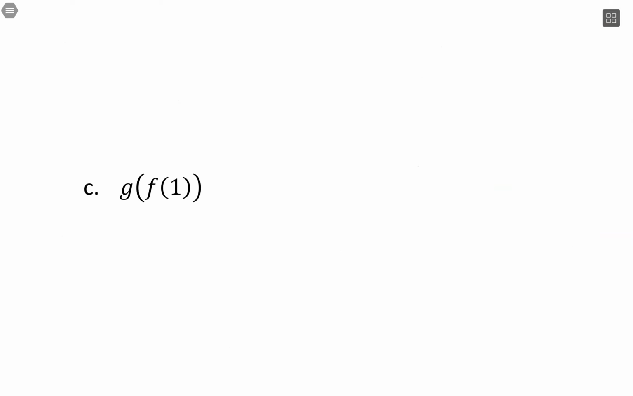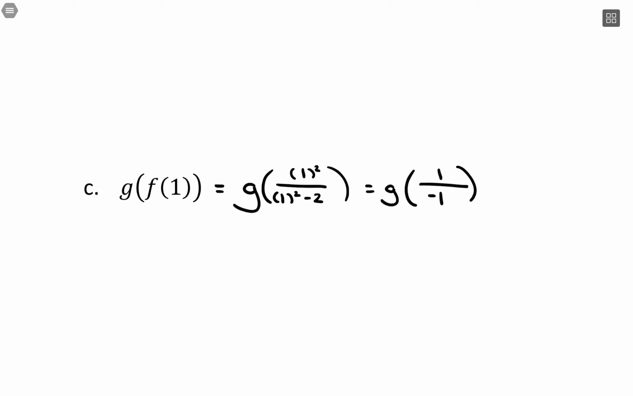Alright, what if we switch it around? g of f of 1. So what this will do is we'll have g on the outside, and then f of 1. f tells us to square over square minus 2, and what we're plugging in is the number 1. So this will be g of 1 squared over 1 minus 2, which is a negative 1.